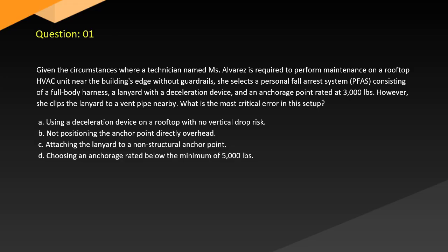A. Using a deceleration device on a rooftop with no vertical drop risk. B. Not positioning the anchor point directly overhead. C. Attaching the lanyard to a non-structural anchor point. D. Choosing an anchorage rated below the minimum of 5,000 pounds.